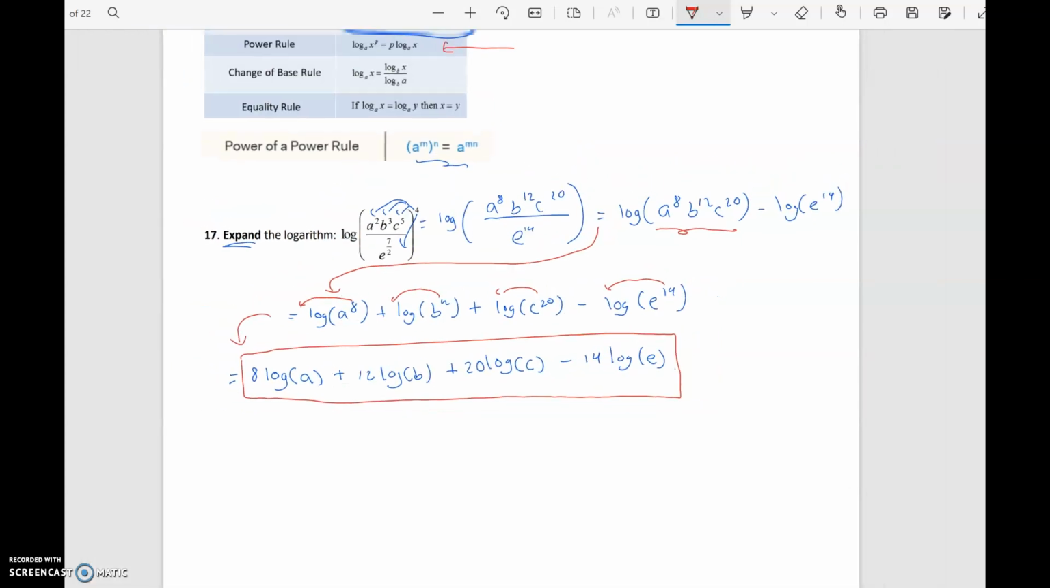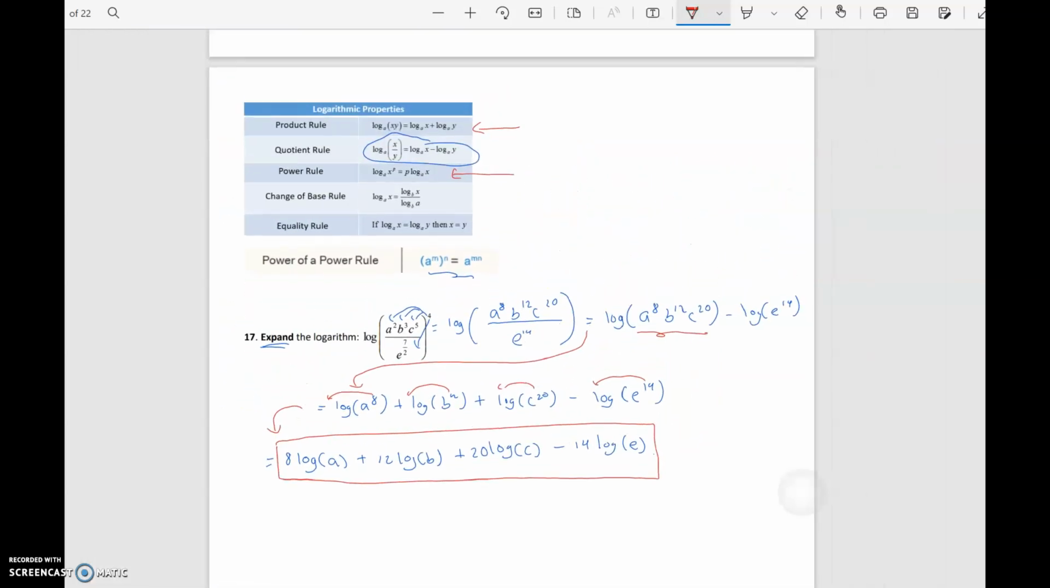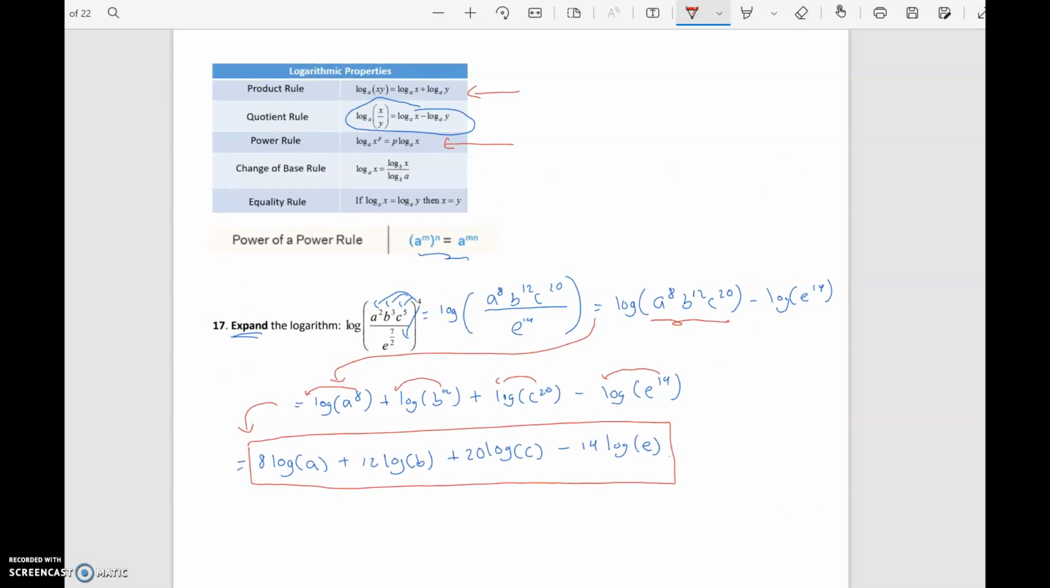That's pretty much it for this problem, as they want us to expand the log. And in this case, we're expressing a single log as sums and differences of logs.